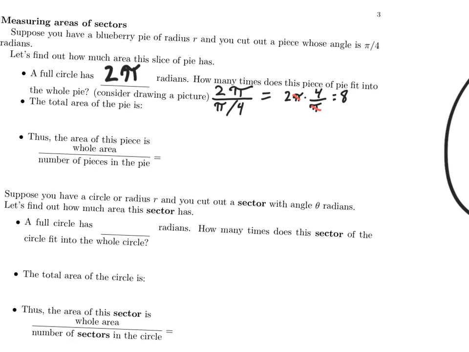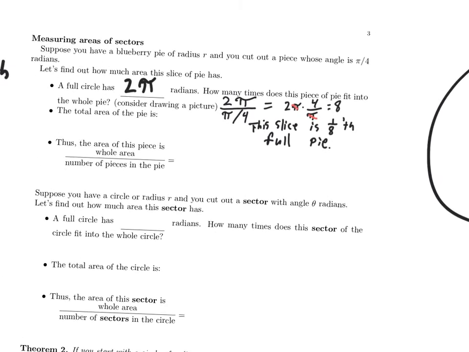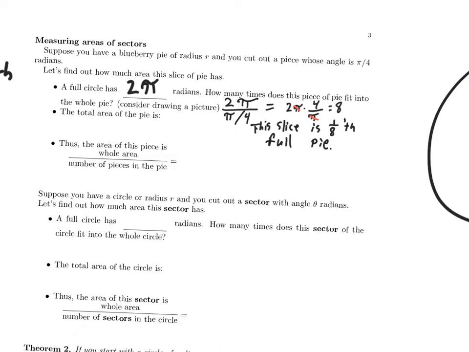So what does that mean? That means this slice is 1/8 of the full pie. What's the area of the full pie? Well, we know the formula for the area of a circle. A circle has area pi r squared. The area of this pie is pi times the radius squared. So if you want to know the area of this slice of the pie, well, that will be the whole area divided by the number of slices that would happen if you cut them all into slices of this size.